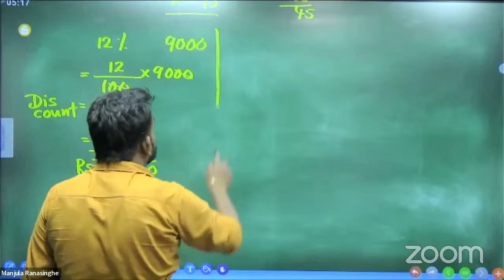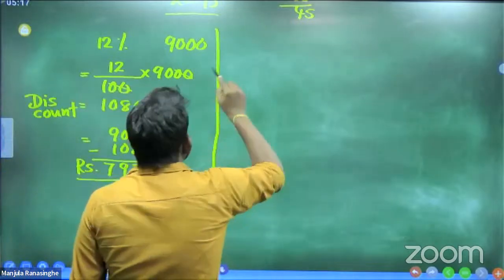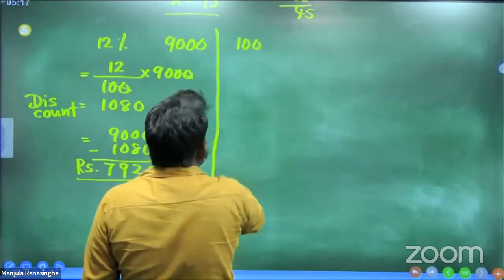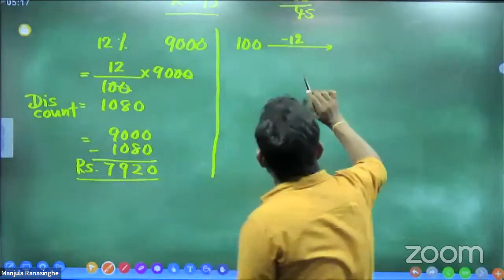There is another method, directly without finding the discount. As per the definition, 12% means if the marked price is 100, 12 is deducted from the marked price and selling for what?